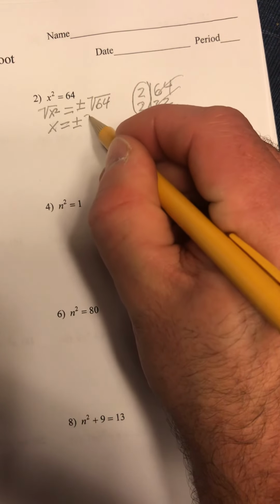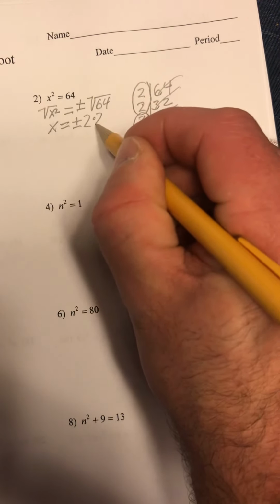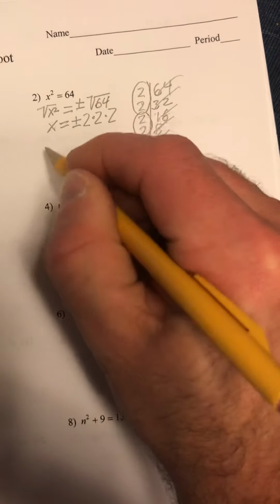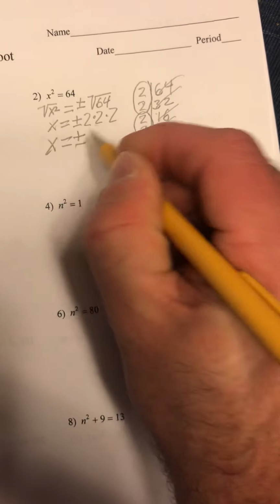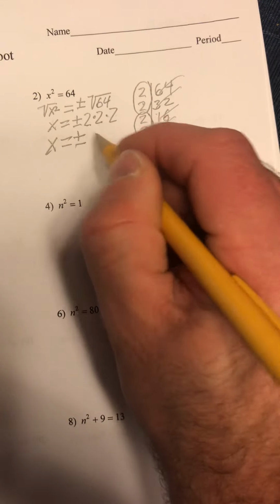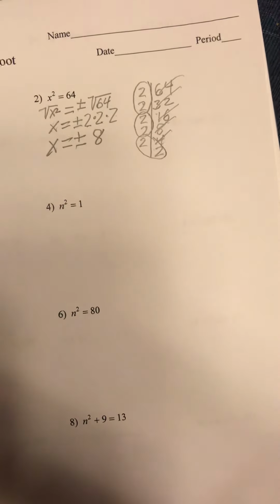So that's going to be 2 times 2 times 2. So x equals plus or minus 2 times 2 is 4 times 2 is 8. Now, think back on this. If I had negative 8 times negative 8, that'd give me positive 64. If I had positive 8 times positive 8, guess what? That'd also give me 64.